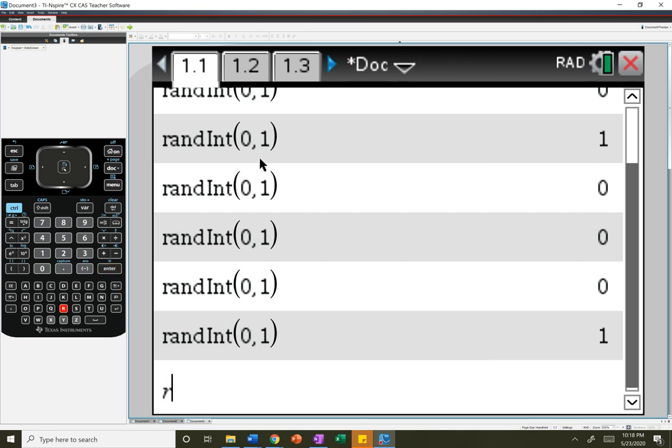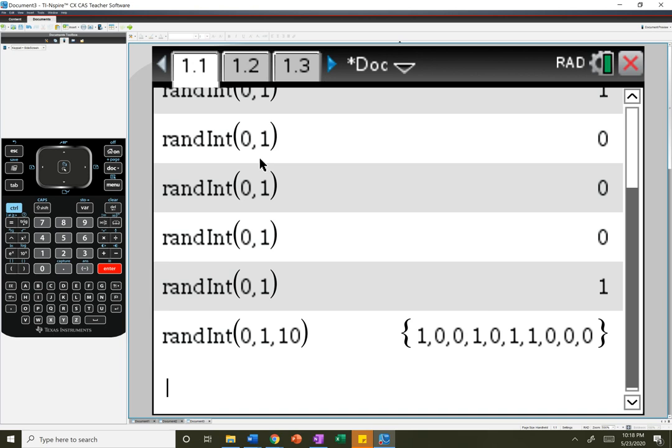And I'm going to do this 10 times for now, because doing 100 coin flips would just take too much time if we were doing this in class. So there we go. I just flipped my coin 10 times randomly. I've got 1, 2, 3, 4 heads. I got 4 heads and 6 tails.